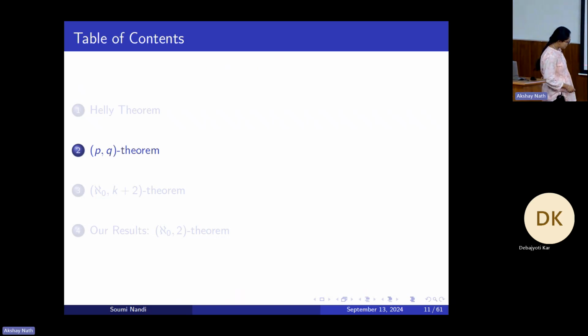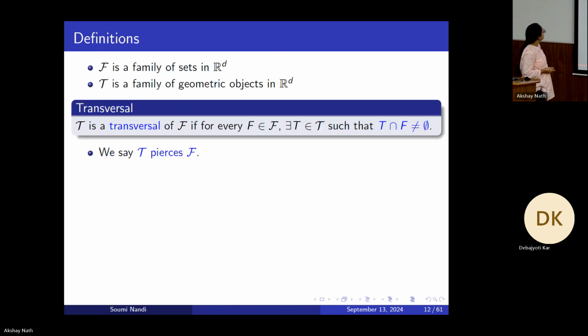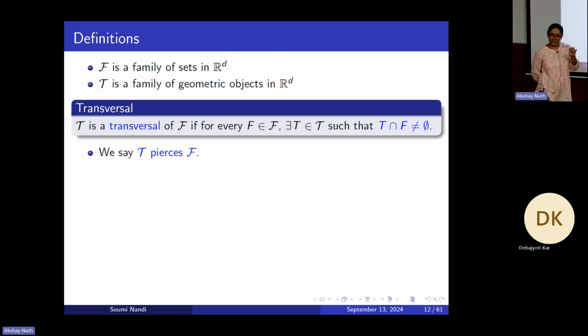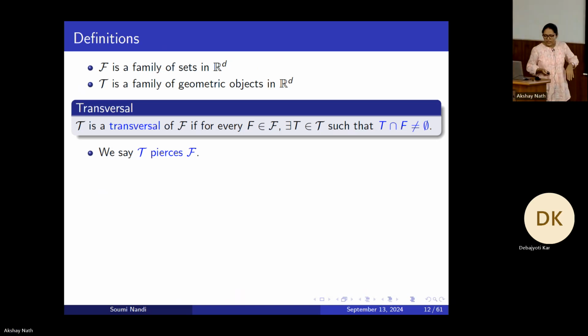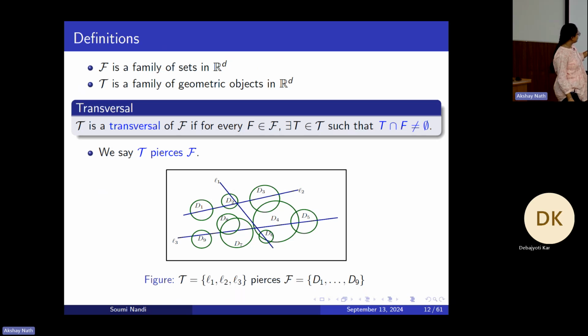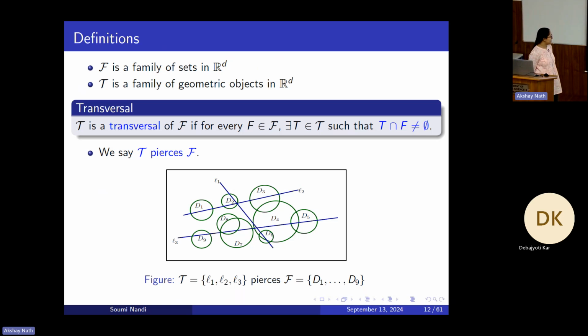Okay. So, the (p,q) theorem is an important generalization of Helly's theorem. Before going to that, let me introduce some definitions. Suppose F is a family of sets in R^d, and tau is a family of geometric objects. We'll say tau is a transversal of F if for every set in the given family, there is some object in tau that intersects the set. In other words, we say tau pierces F. Let me give an example. Here, these are the given family of sets F, and these three lines are tau. If we take any of these disks, then at least one of the lines passes through that disk. So this family of lines pierces this family of disks.